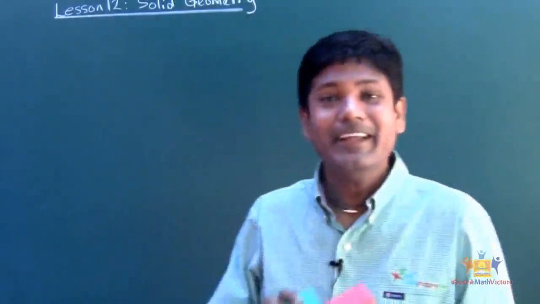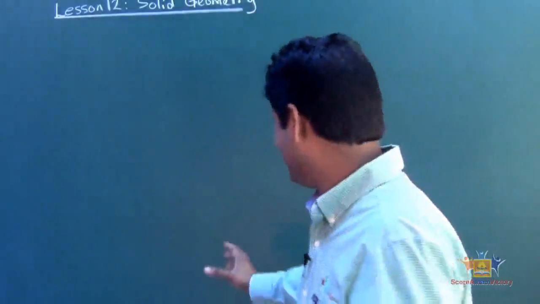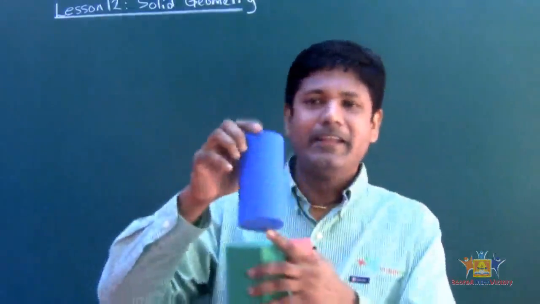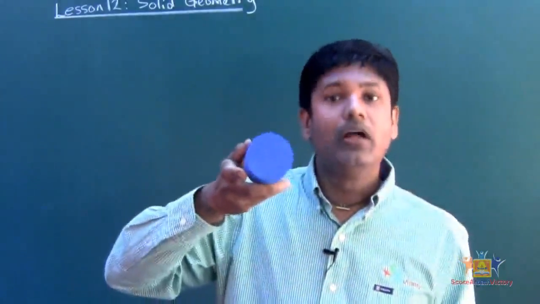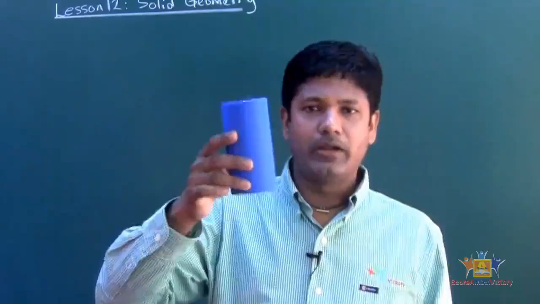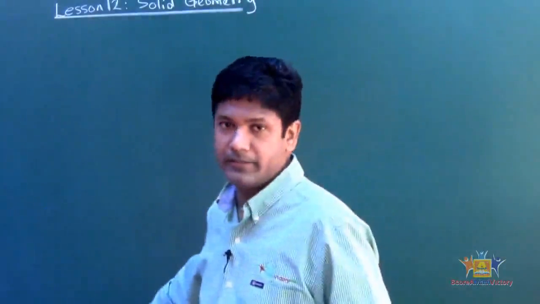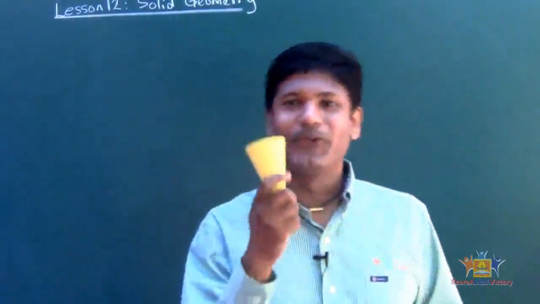Alright, good. The next figure we want to talk about is the cylinder. Look at that. This is a cylinder. Now, it has a circle on the bottom. So this is what is called a cylinder. And the next one we're going to talk about is the ice cream cone.